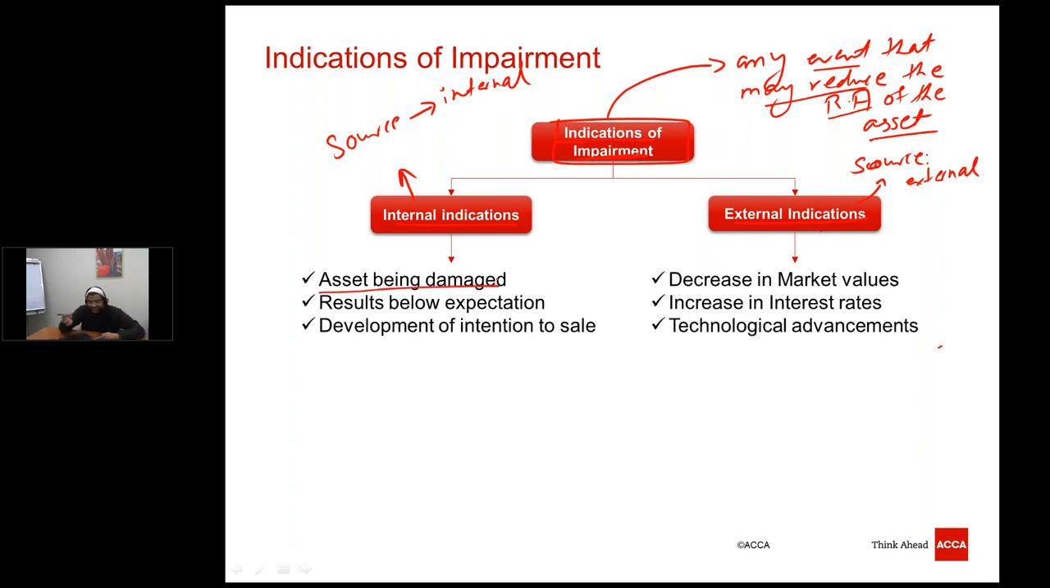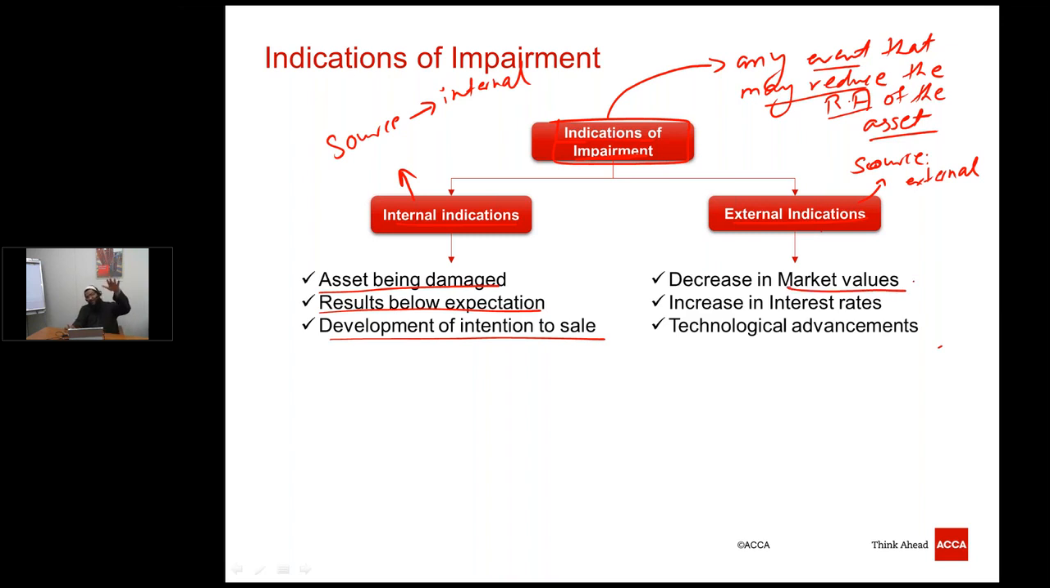Now, for example, an asset being damaged is an internal indication. Results below expectation is an internal indication. And development of intention to sell. If I want to sell this pen, this means that there is some problem with the pen. That's why I'm selling it. So this is also an indication of impairment. So asset being damaged, results below expectation, and the development of intention to sell, all these are indications of impairment.